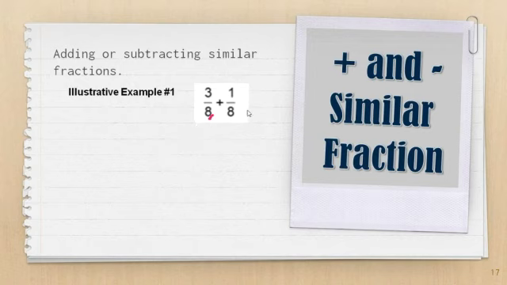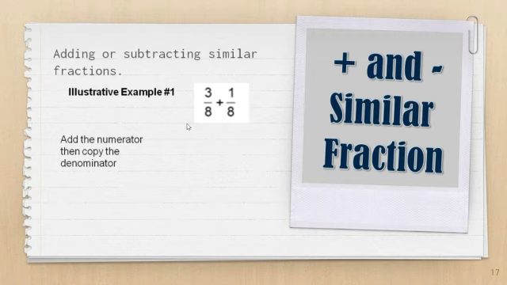Kasi pareho silang 8 yung ilalim. Okay, step number 1, sabi, we just need to add the numerator, then copy the denominator. Since addition siya, ang gagawin lang daw natin ay i-add yung nasa taas na numbers. So, 3 plus 1, yan ay 4. Tama? Over, kopyahin lang daw natin yung 8 or yung common denominator. So, that's 8. 4 over 8.